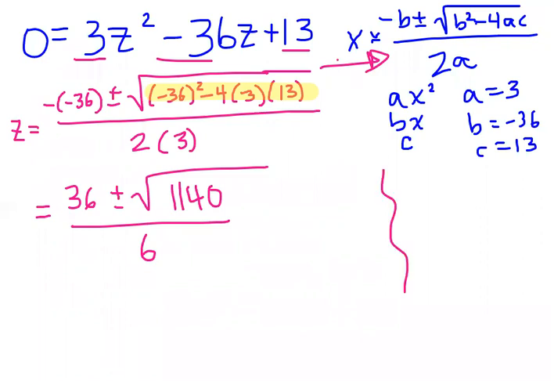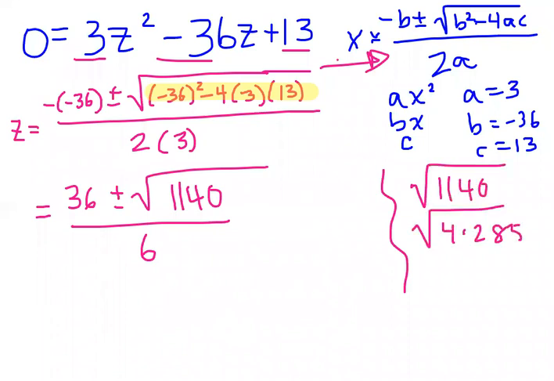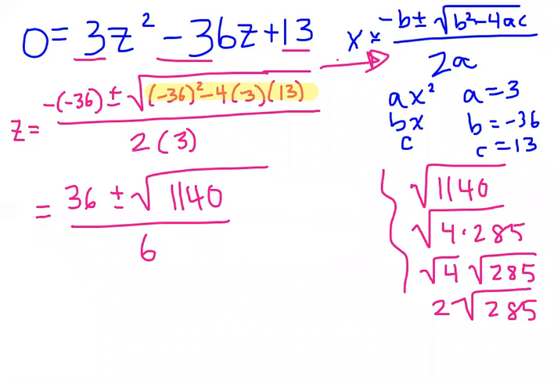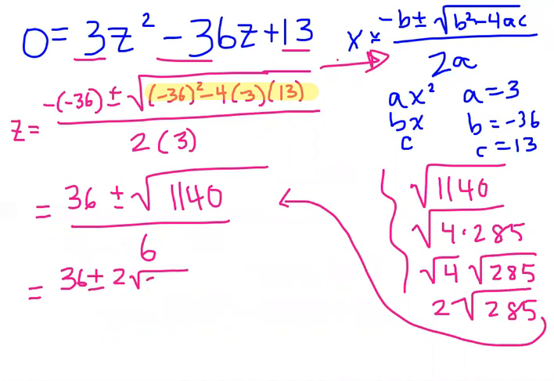So if I take the square root of 1140 and break it apart into 4 times 285, then I can break apart those square roots. There's a square root product property, and that would simplify to 2 times the square root of 285. And that's what I will put in place of the square root of 1140. So 36 plus or minus 2 times the square root of 285, all over 6.